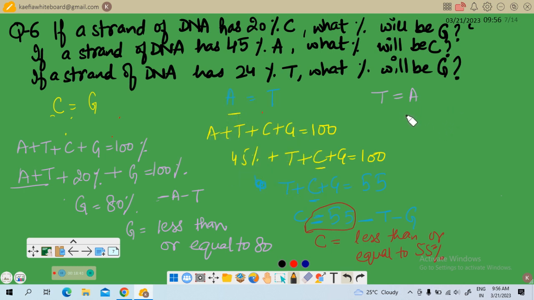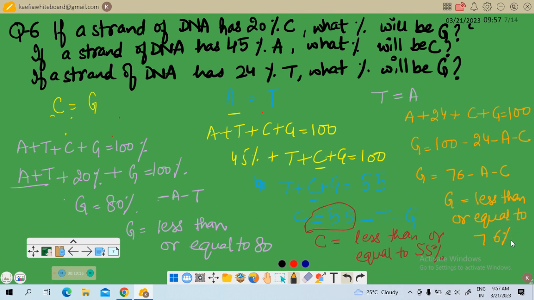Now similarly here also, A plus 24 plus C plus G is equal to 100%. So G is equal to 100 minus 24 minus A minus C. G will come out to be 76 minus A minus C. So G is less than or equal to 76%. Okay, now coming to the next question.